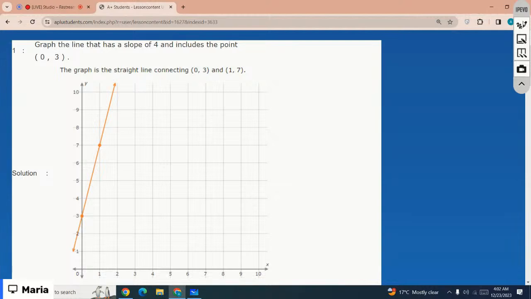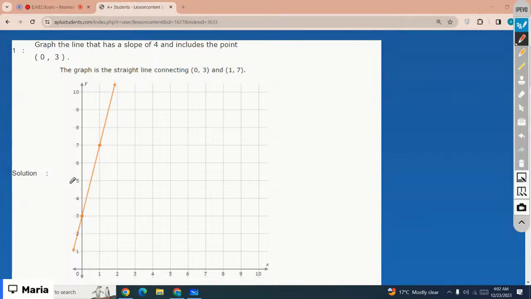Okay, so the point includes 0, 3, right? Here is the point 0, 3. Now slope is 4. That means 4 over 1. 4 is the change in y, the distance on the y-axis, and x is the 1. So you need to move 1 point right and 4 points up, and here is another point. 1, 1, 2, 3, 4, right? That's how you make a straight line when you are given the slope and the point, right? So that is 0, 3 and the other point is 1, 7, right?